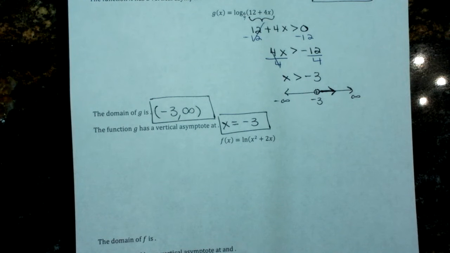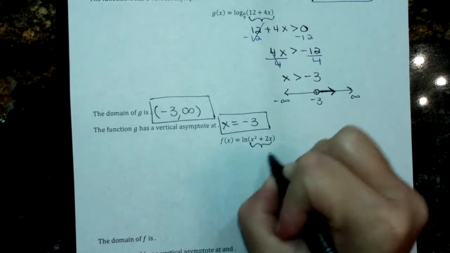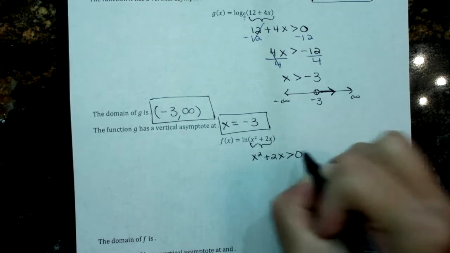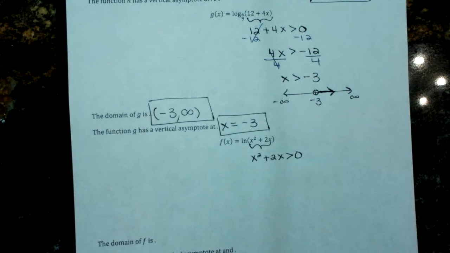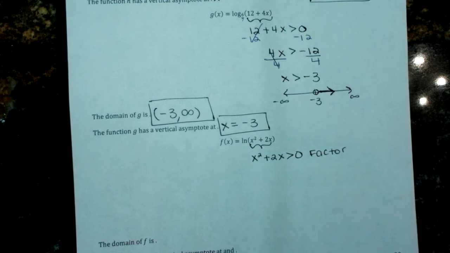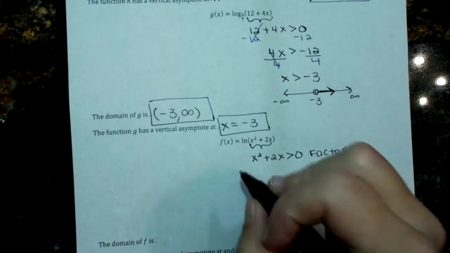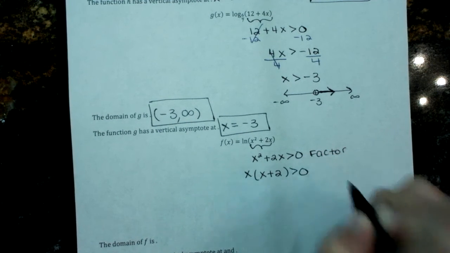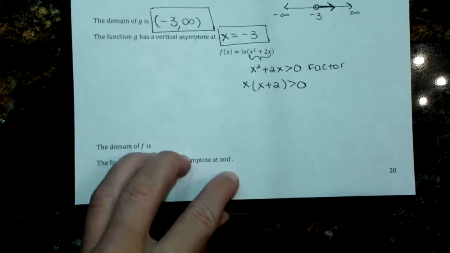Last one, if we have ln of x squared plus 2x. It doesn't matter what our base is, whatever we're taking the log of, which in this case is x squared plus 2x, has to be greater than 0. So that means I have to factor this. My first step in factoring is GCF. I can take out that GCF of x. We're left over with x times x plus 2 is greater than 0.